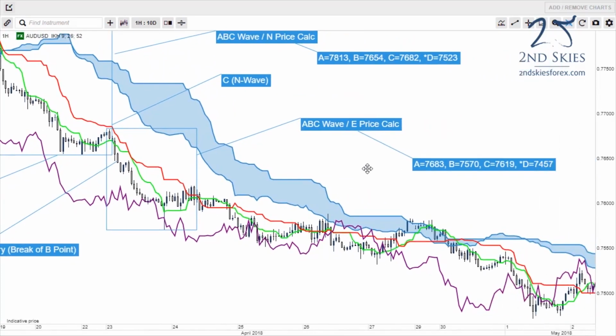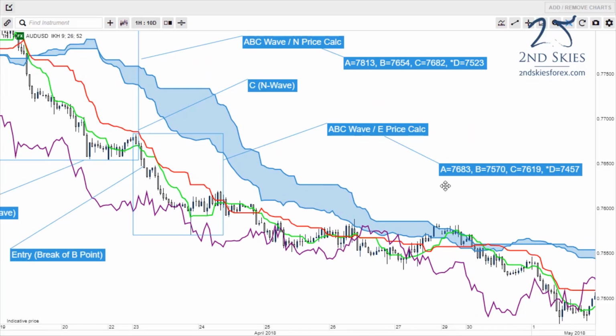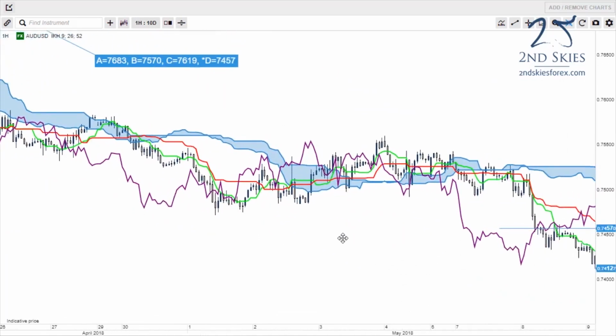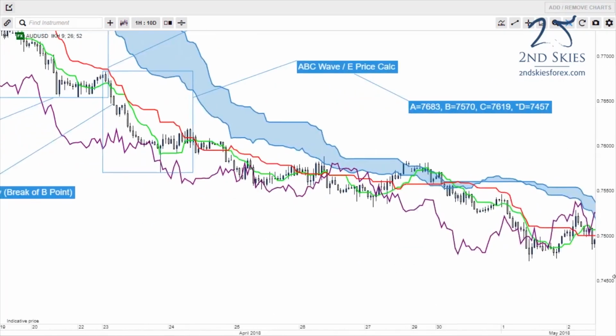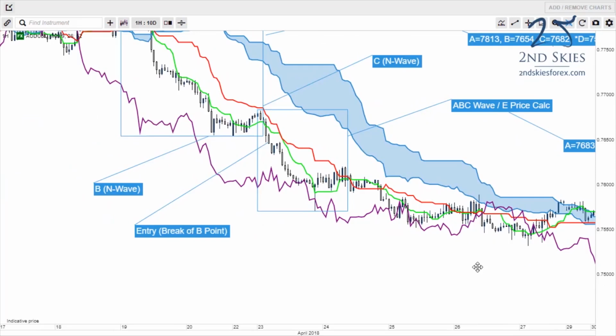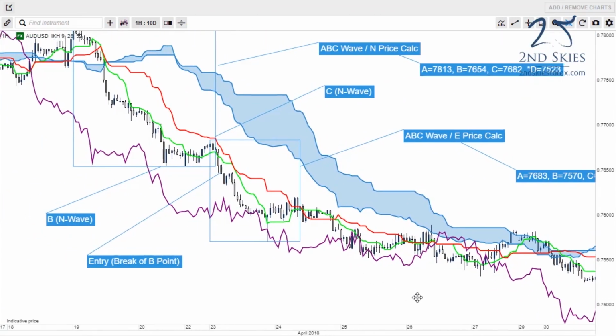If you remember from your E calculation price theory, A is 76.83, B is 75.70, C point, the pullback, is 76.19. So a 49 pip pullback. Definitely a bigger pullback than this one here. So a little bit bigger pullback, a little bit less strong of an I wave down from A to B. So I'm leaning towards this being an E calculation. Therefore, my target is going to be 74.57, and that ends up getting hit right about here, a little bit late, about a week and a half later. So that's your basic E calculation.